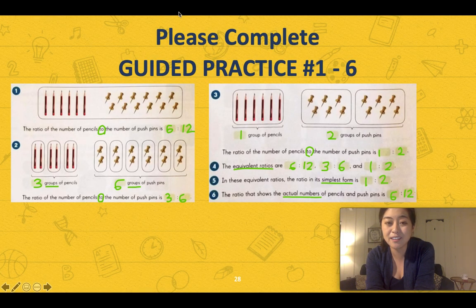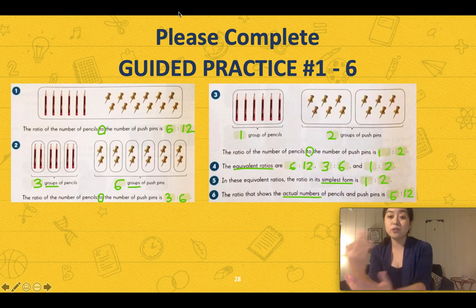What about here? Okay, look at number 3. Now, how many are in each group? There are 6 in each group. There's 1 group of pencils, and then there's 2 groups of push pins with 6 in each group. So the ratio of the number of pencils to the number of push pins is 1 to 2. So now in number 4, the equivalent ratios are 6 to 12, 3 to 6, and 1 to 2.